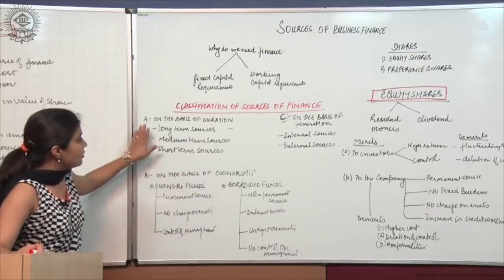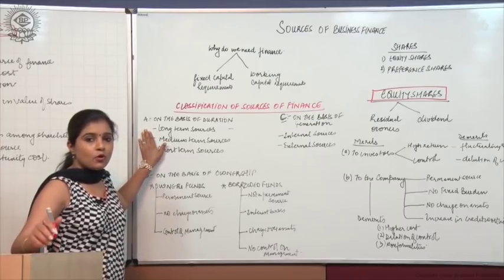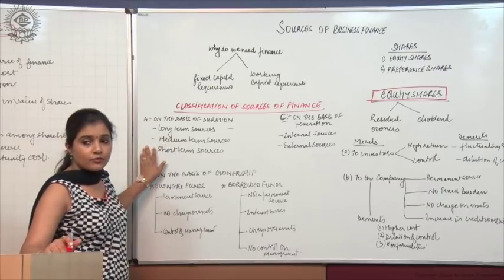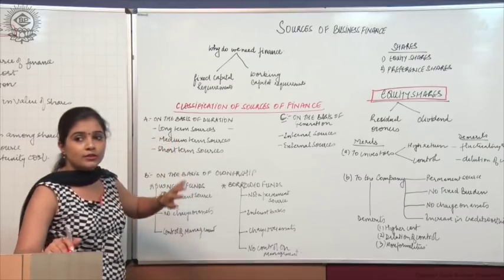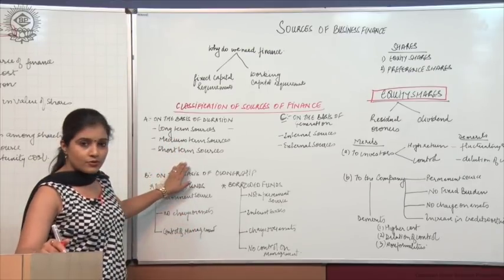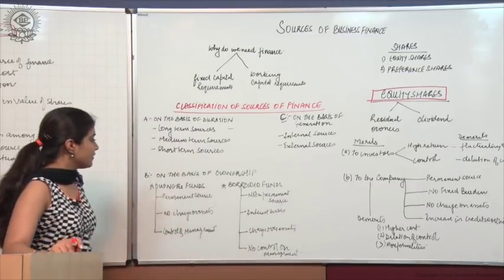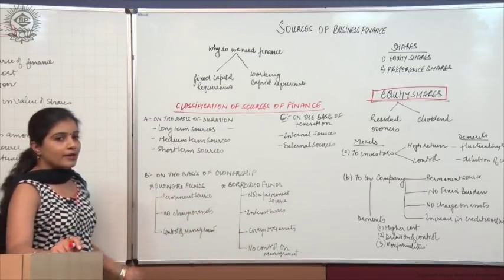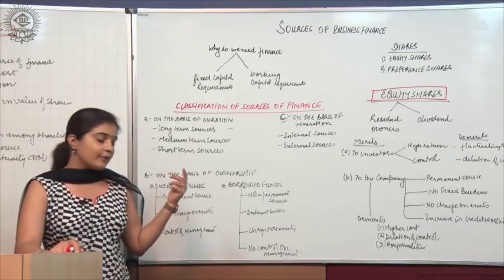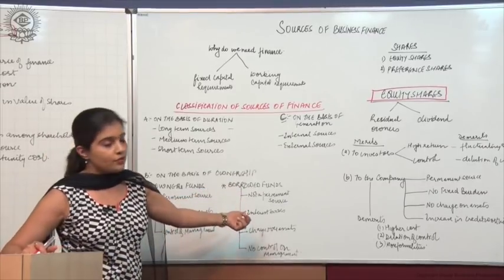Alright, I repeat, long-term sources of finance which are going to give me money for a period more than 3 to 5 years. Right? Medium-term sources of finance which are going to give me money for a period more than 1 year but less than 3 to 5 years. And short-term sources of finance which are going to give me money for a period less than 1 year. Right? Secondly, we can also categorize them on the basis of ownership. Alright? It can be categorized into two, that is your owner's funds and your borrowed funds.